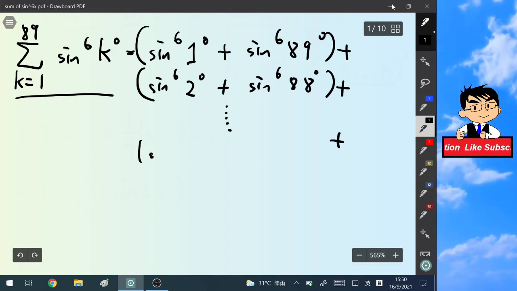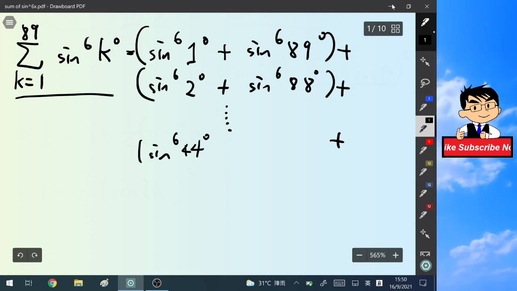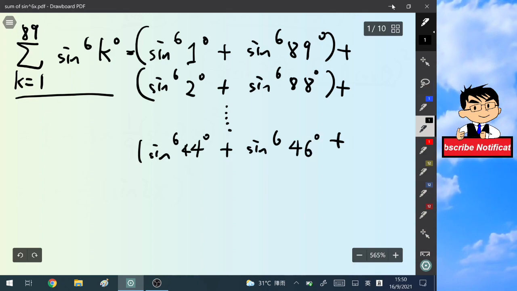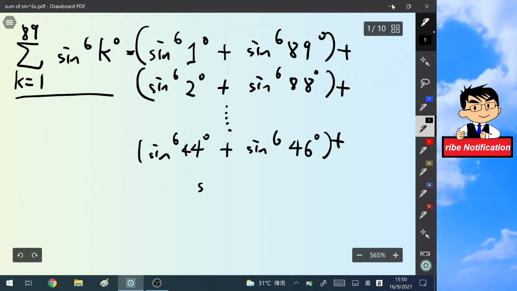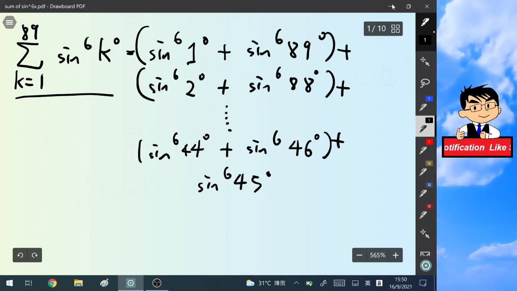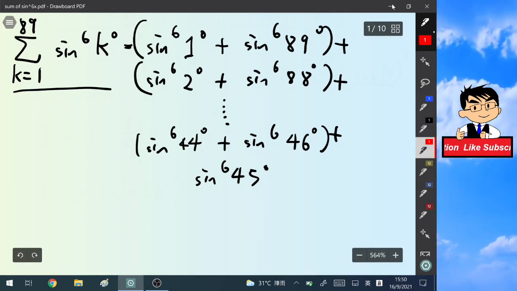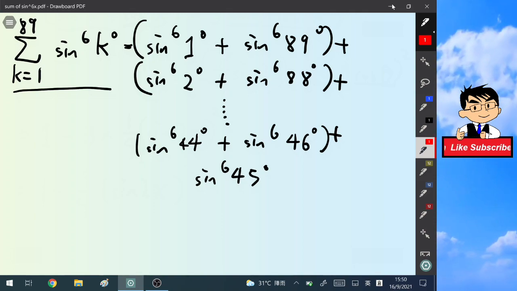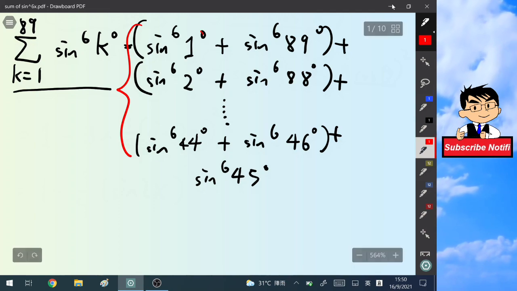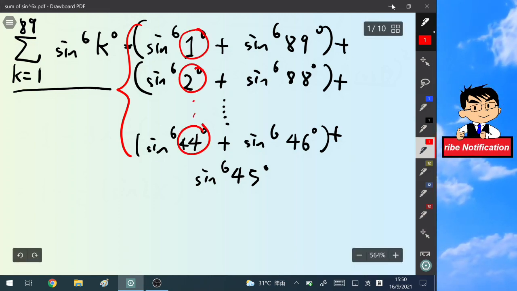So what is the middle terms? It's sine to the power of 6 44 degrees plus sine to the power of 6 46 degree, and then plus there is a single term for the sine to the power of 6 45 degree. So how many pair of terms in here? It's very simple. We just count the beginning term 1 2 until 44. So there are 44 terms here.